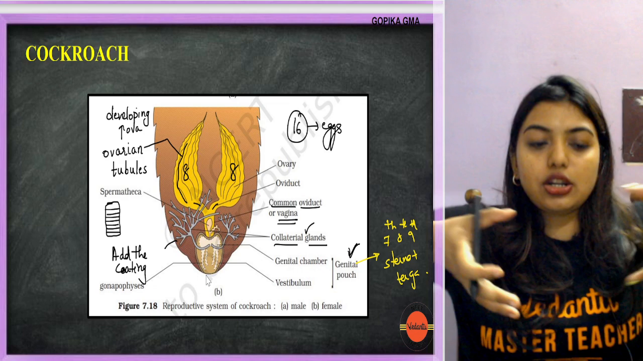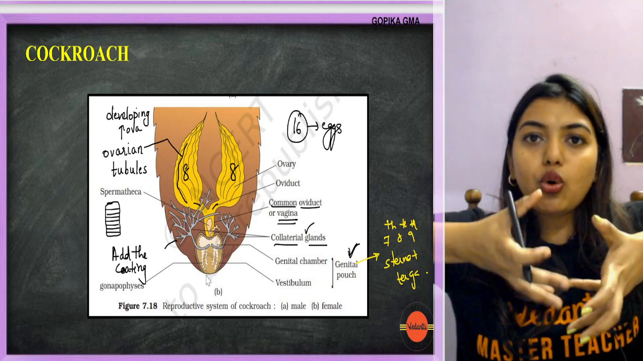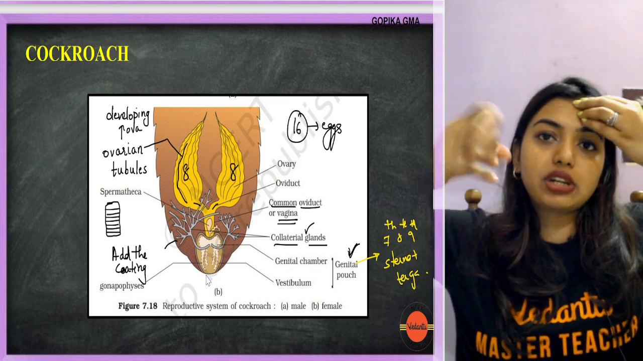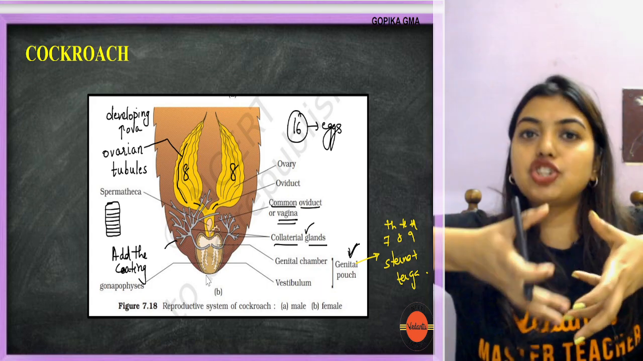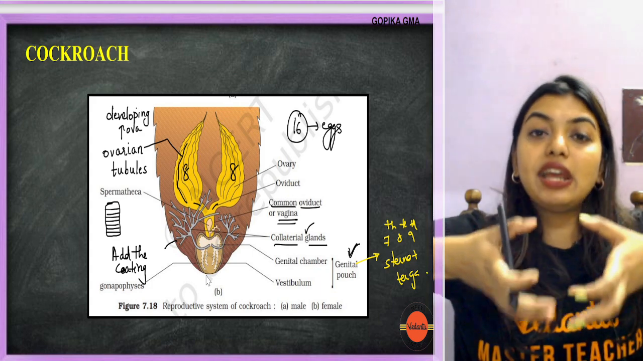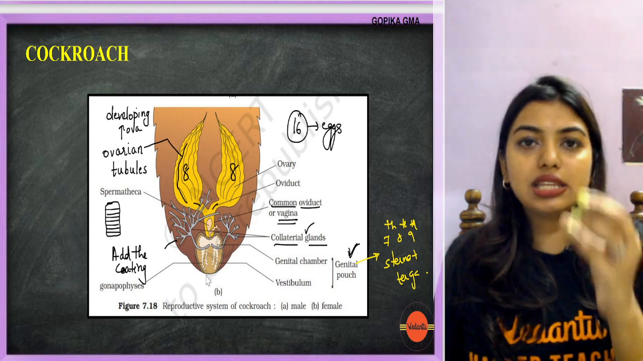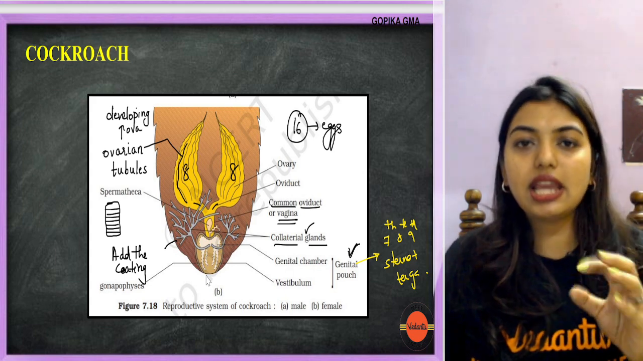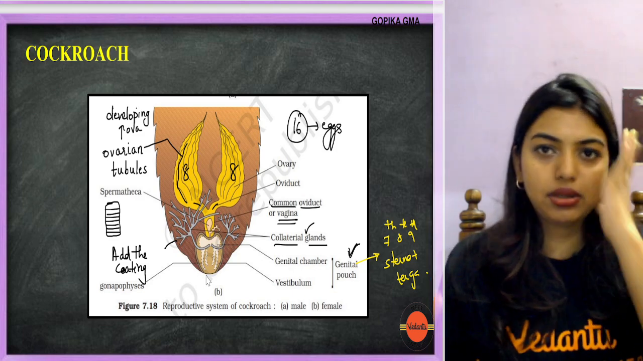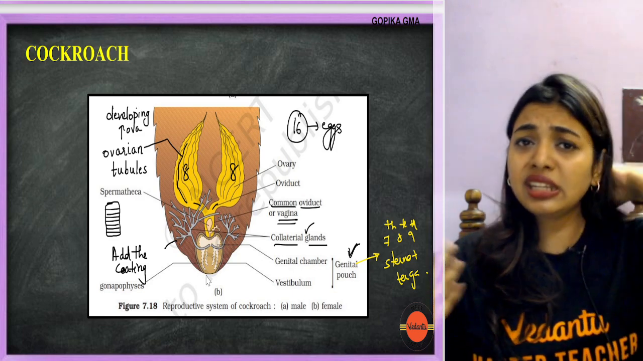Can you see those? Those are to hold the egg. So students, the sperm will come here, fertilization will happen and the egg will be there. That egg will be kept inside this genital chamber and the vestibulum. When the time comes, when they see that there are some cracks or something like that, they will release this egg, and after maturation, the larvae, the nymph, will come out.